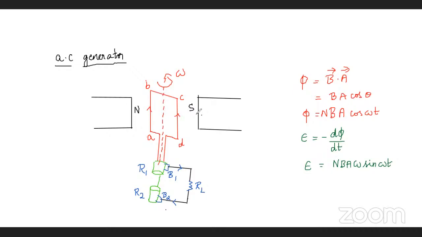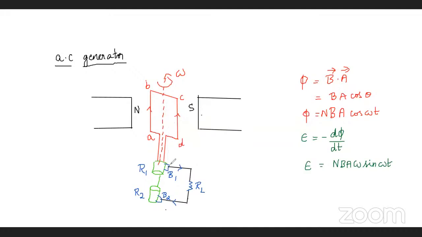So the angle made by the plane of the coil with the magnetic field changes, and due to the rotation of the coil, an EMF is induced in the coil. That EMF leads to the induction of current in the coil as well.